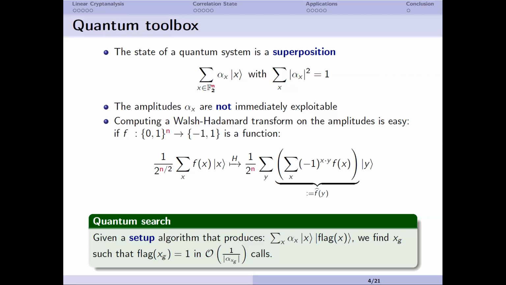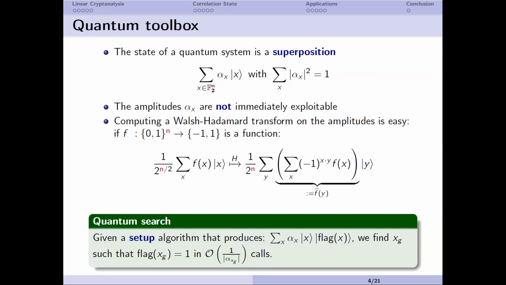This is really important because, of course, classically, computing a Walsh-Hadamard transform costs you much more time. But again, the difference is that in the quantum setting, you're computing this on the amplitudes, but the amplitudes are not values that you actually know at this moment.